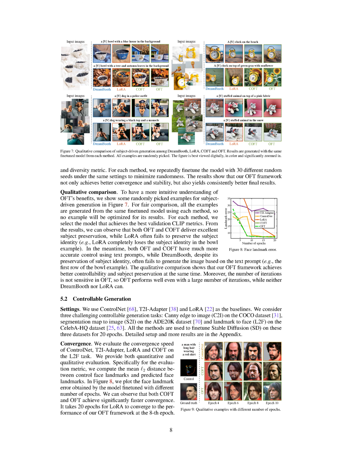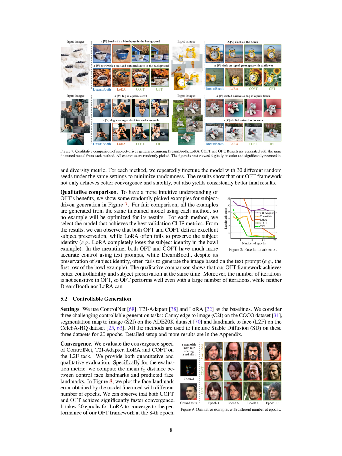Section summary. The experiments and results section compares various methods for subject-driven and controllable image generation using a pre-trained text-to-image diffusion model. The OFT and COFT methods outperform DreamBooth and LoRa in terms of subject fidelity and control accuracy, while achieving comparable performance in prompt fidelity and diversity metrics. OFT also demonstrates better convergence and stability, and delivers excellent subject preservation and accurate control using text prompts.